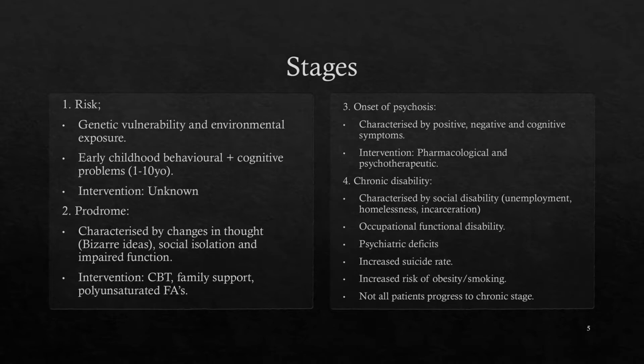Stage 4 is known as the chronic disability stage. It is characterized by social disability, which includes unemployment, homelessness, and incarceration. There could be occupational functional disability, as well as presence of psychiatric deficits. In this stage, there's an increased rate of suicide, an increased rate of obesity or smoking, or any other harmful or addictive behaviors. So not all patients progress to this chronic stage. Therefore, it is important to diagnose schizophrenia and then intervene as early as possible.